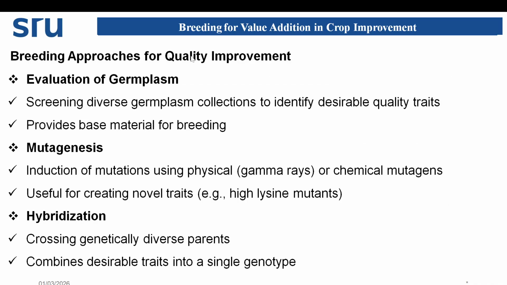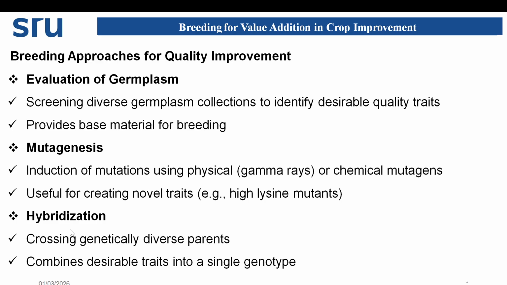Then breeding approaches for quality improvement. First, evaluation of germplasm: screening diverse germplasm collections to identify desirable quality traits. It provides base material for breeding. Next approach, mutagenesis: induction of mutations using physical mutagens, that is gamma rays, or chemical mutagens. Useful for creating novel traits. Example, high lysine mutants.